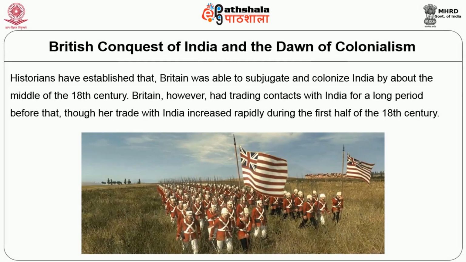British conquest of India and the dawn of colonialism. Historians have established that Britain was able to subjugate and colonize India by about the middle of the 18th century. Britain, however, had trading contacts with India for a long period before that. Her trade with India increased rapidly during the first half of the 18th century.